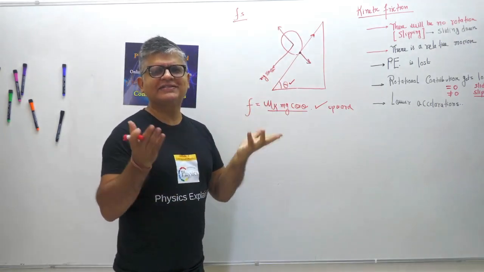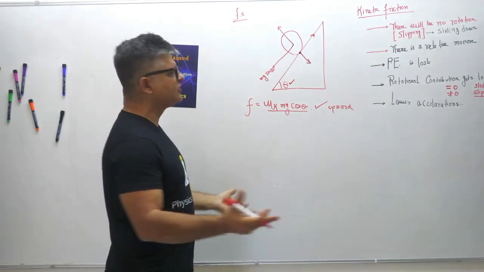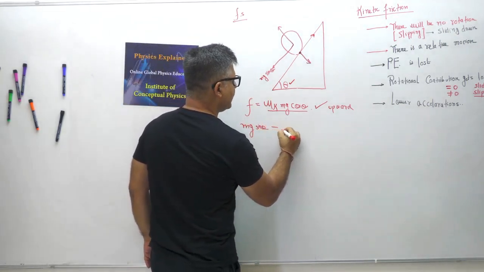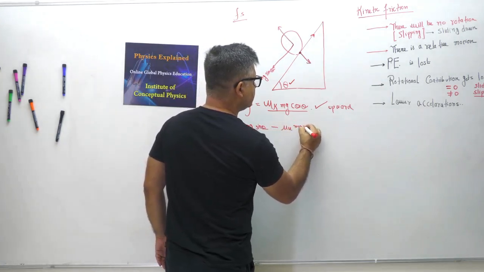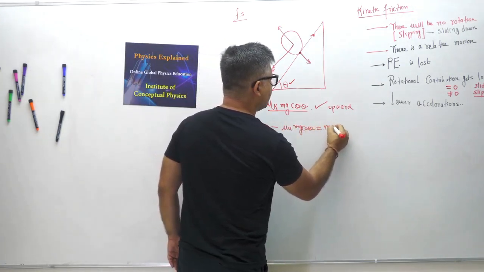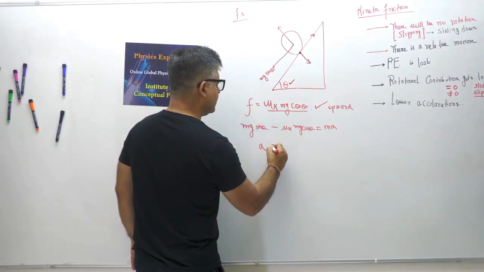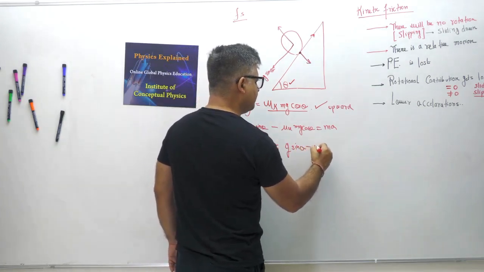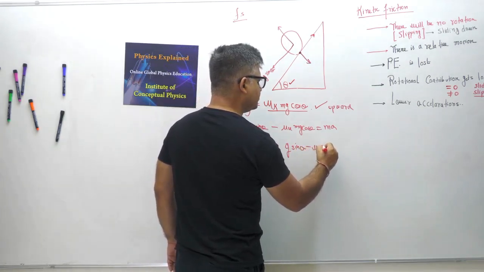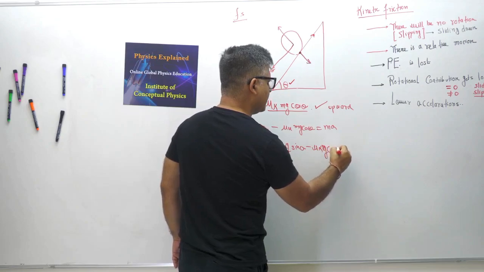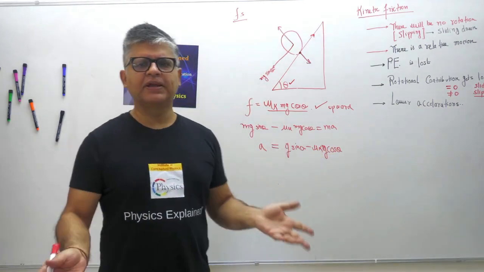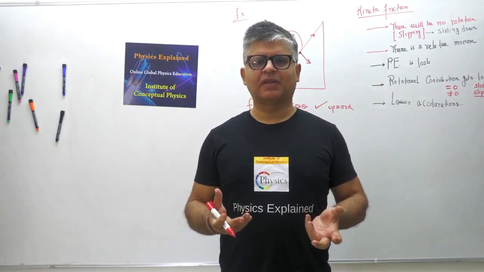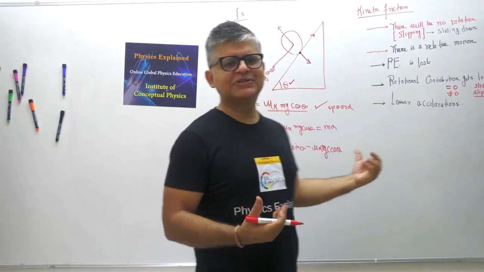We just need to write a sliding inclined plane question, right? So what do I write? I write mg sine theta minus mu k mg cos theta is equal to ma, and therefore the acceleration comes out to be g sine theta minus mu k g cos theta. That's your acceleration now. Period. Finished. Done. So sliding cases are very simple. Sliding cases are very, very simple, as you can see.